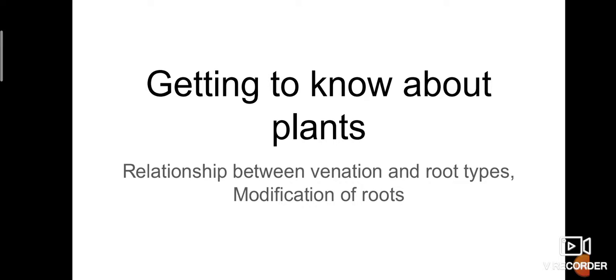One is the relationship between venation and root types. The second one is the modification of roots. Like stems, which are also modified, some stems are modified into underground stems, like ginger. Potato is also a stem. Some leaves are modified too, into tendrils and insectivorous leaves. Like that, roots are also modified, and we are going to discuss that today.